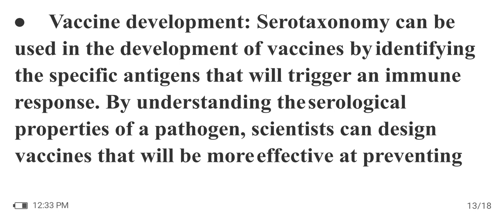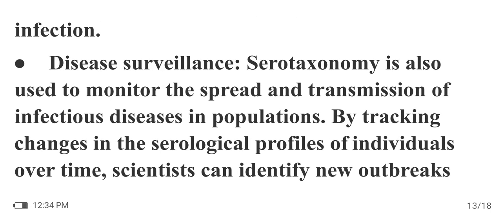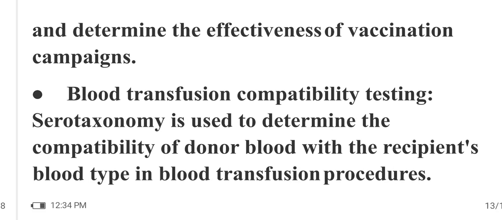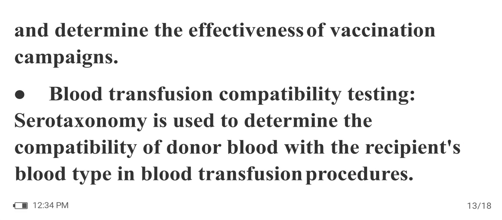By understanding the serological properties of a pathogen, scientists can design vaccines that will be more effective at preventing infection. Then disease surveillance. Serotaxonomy is also used to monitor the spread and transmission of infectious diseases in populations. By tracking changes in the serological profiles of individuals over time, scientists can identify new outbreaks and determine the effectiveness of vaccination campaigns. Blood transfusion compatibility testing.